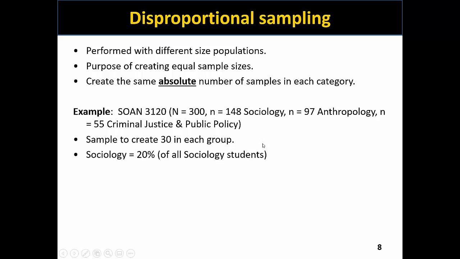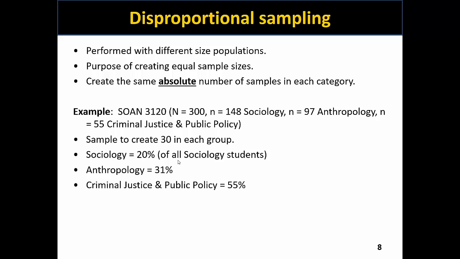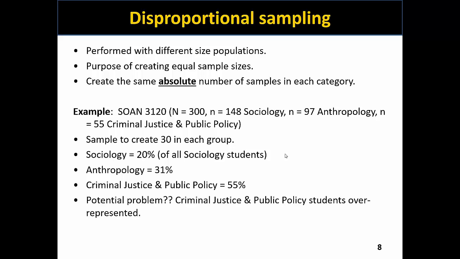So this would amount to a sampling of 20% of all the sociology students, 31% of all the anthropology students, and just slightly over half of all the criminal justice and public policy students would be in this sample. And the potential problem here is that criminal justice and public policy students might be overrepresented relative to sociology students.